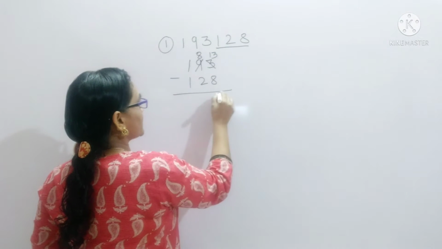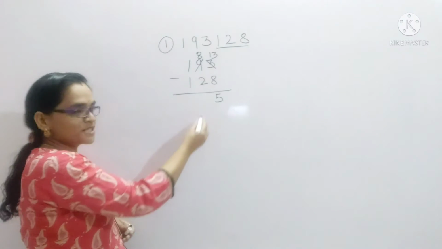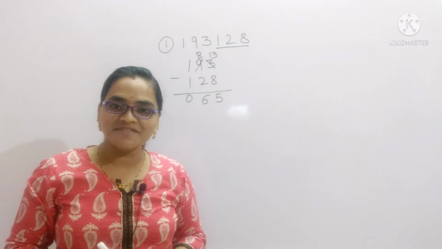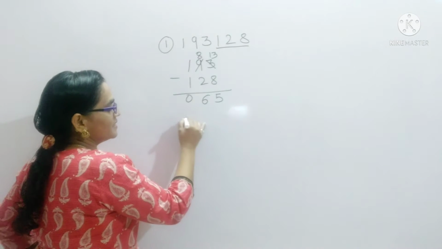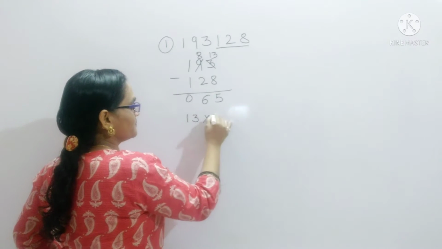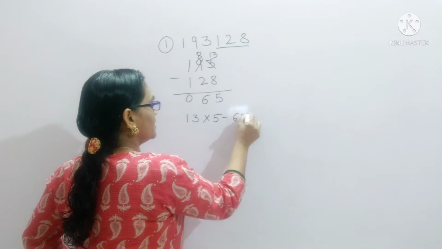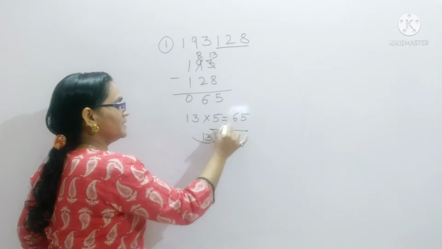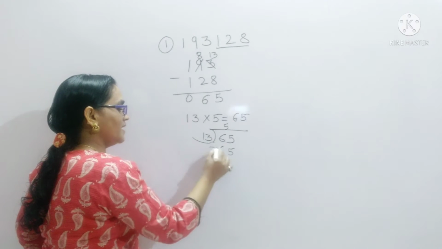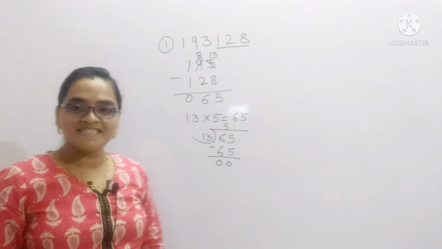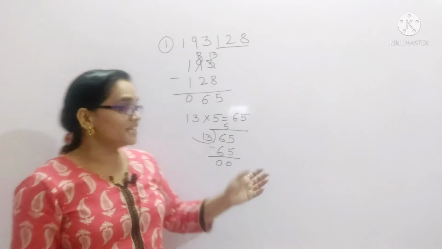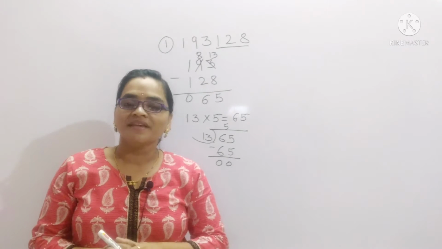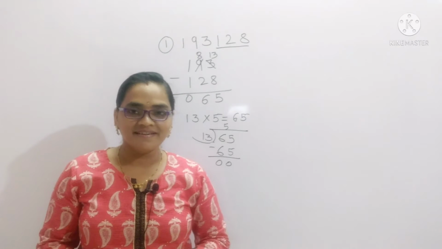13 minus 8 is 5, 8 minus 2 is 6, 1 minus 1 is 0. And is 65 divisible by 13 or not? Yes, 13 fives are 65, or you can check by the actual division method. 65 divided by 13, 13 fives are 65. 65 is divisible by 13, which means the given number 193,128 is also divisible by 13.